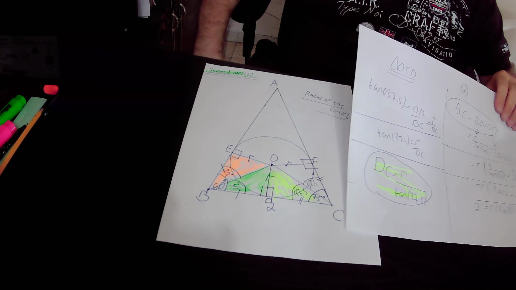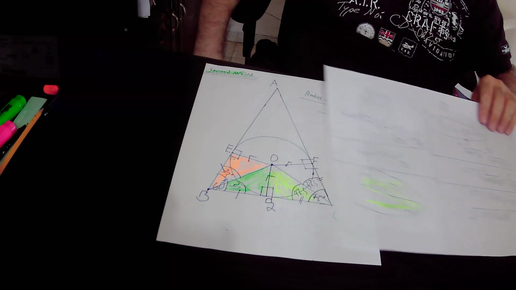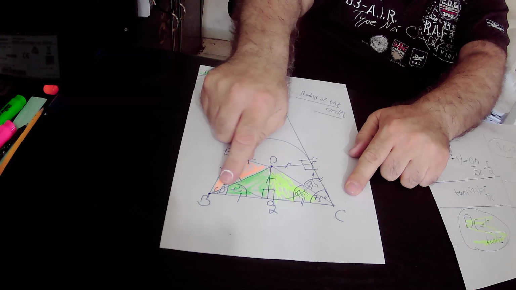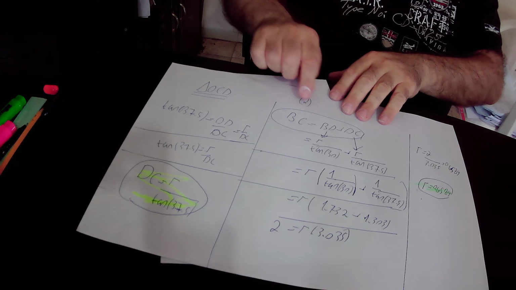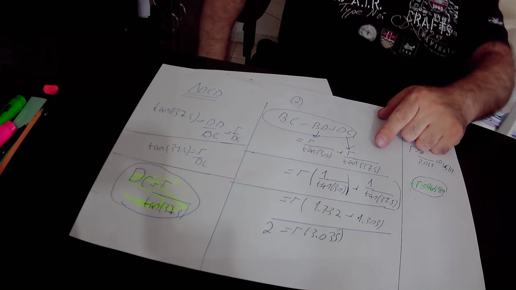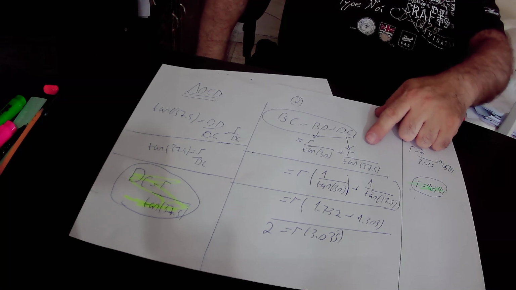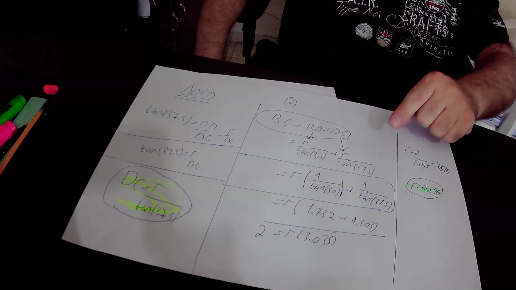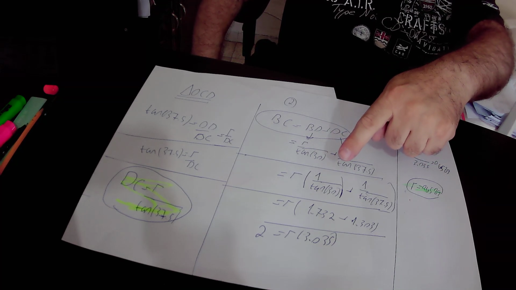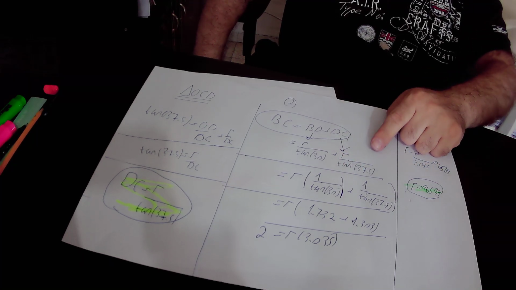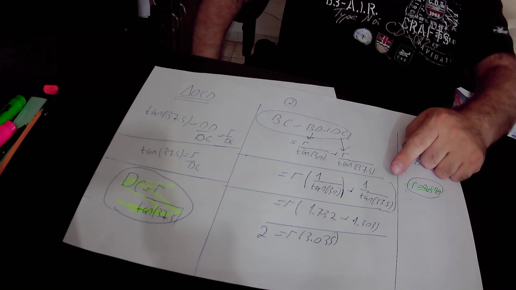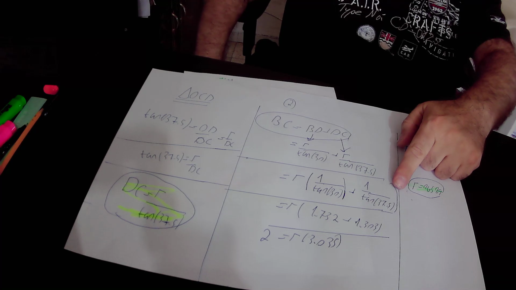Okay, so we have the values of BD and DC. And what is the length of BC? It is very easy to see from the drawing that BC equals BD plus DC. BD equals R over tangent 30 degrees, and DC equals R over tangent 37.5 degrees. So here we took R as a common factor. What is left is 1 over tangent 30 degrees, and 1 over tangent 37.5 degrees.